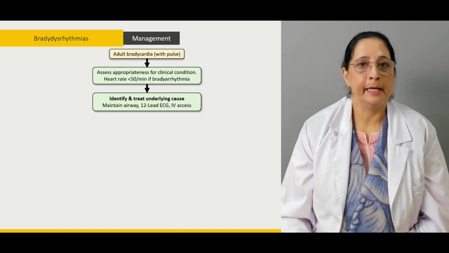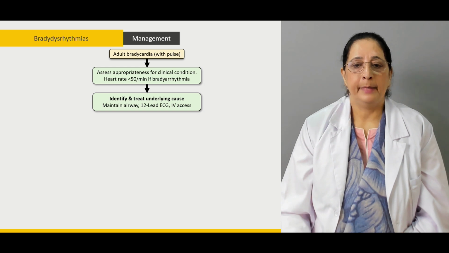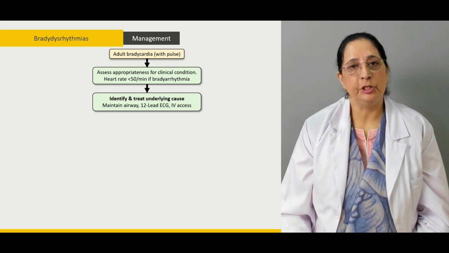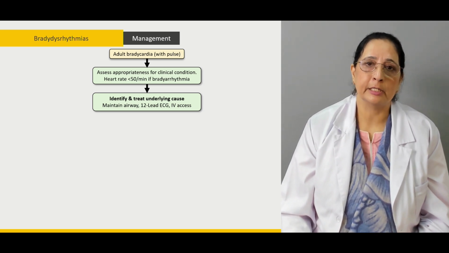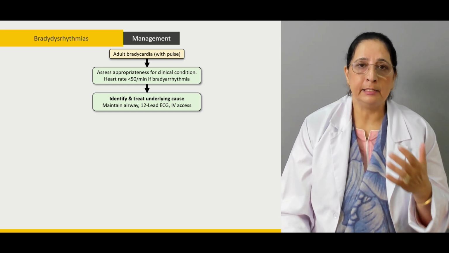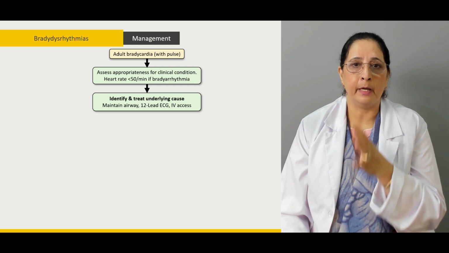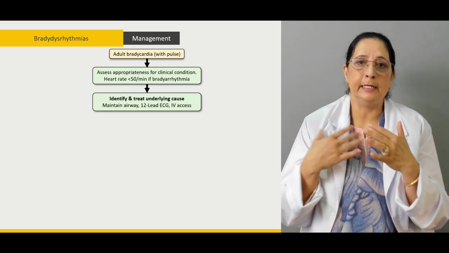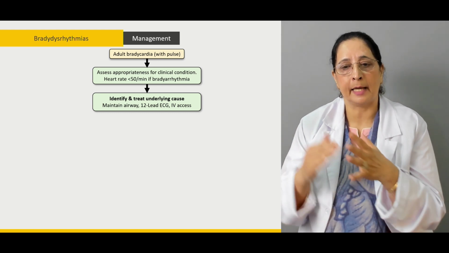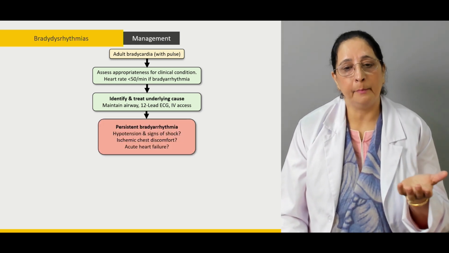Then identify and treat the underlying cause of the bradyarrhythmia, maintain the airway, take the 12-lead ECG and give IV access to the patient. So if there is bradycardia, we identify the underlying cause and then maintain the proper airway. That is important. Put the EKG leads on the chest, so we should get constant recording of the heart activity, and IV access should be given for the management or medications.